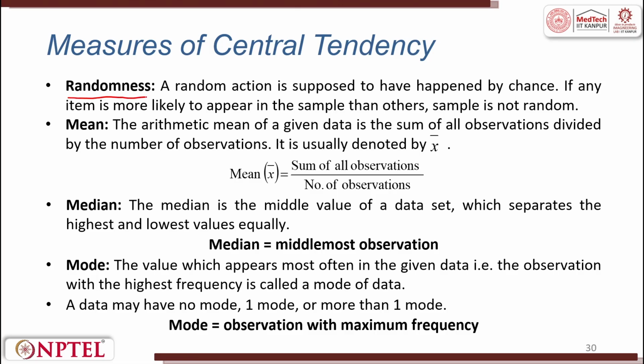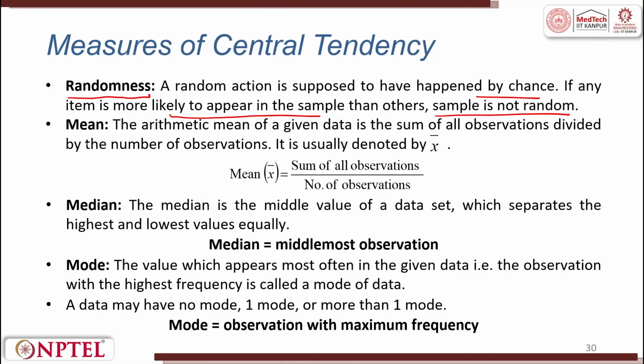Randomness is the most important term here. A random action is supposed to have happened by chance. If any item is more likely to appear in the sample than others, then the sample is not random. So, whenever we take any data set, whenever we are taking the mean of any set of observations, we always consider that observations are taken at random. That is, one observation is not dependent upon the other. For instance, if I say the roughness value is 2.5 micrometer, as an average of the 10 samples which have been taken, all the samples are considered to be completely random.